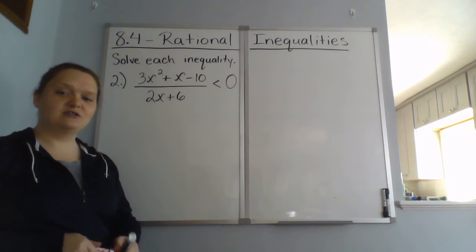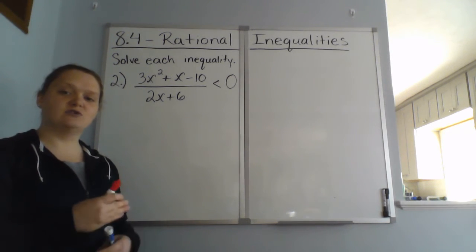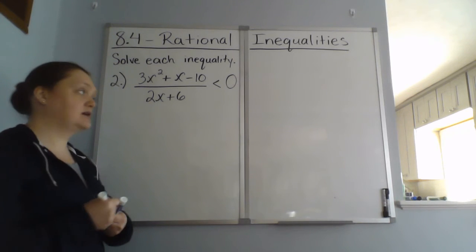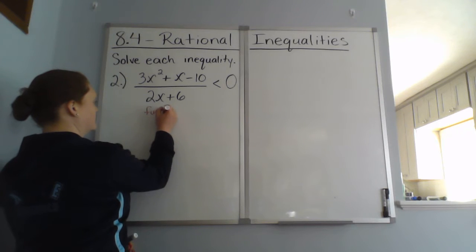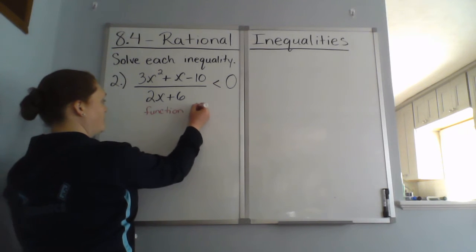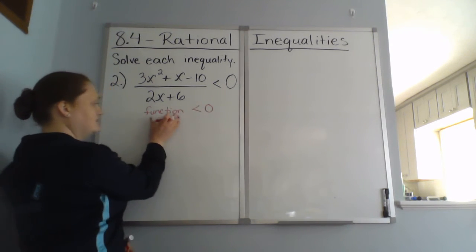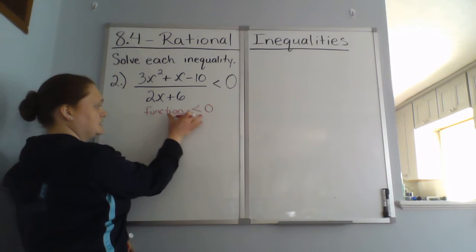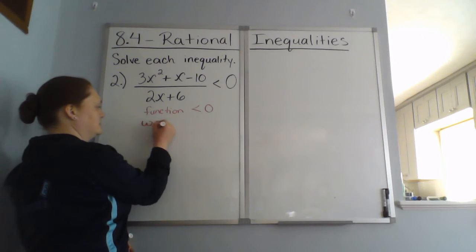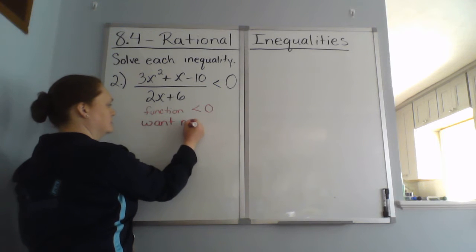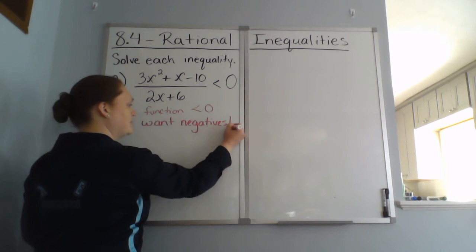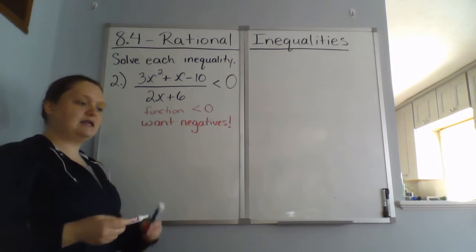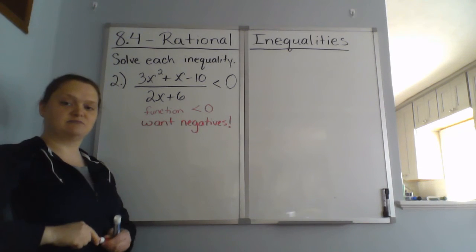So that's going to be the second thing we do. What do we need to do first? We need to identify, do we want positives or negatives for this particular inequality? So remember, think of this as your function. And this time we have a less than 0. So what kinds of numbers are going to give us less than 0? We want negatives. So when we get to the testing stage, we want to make sure that we're finding what makes negative values come out of this expression.